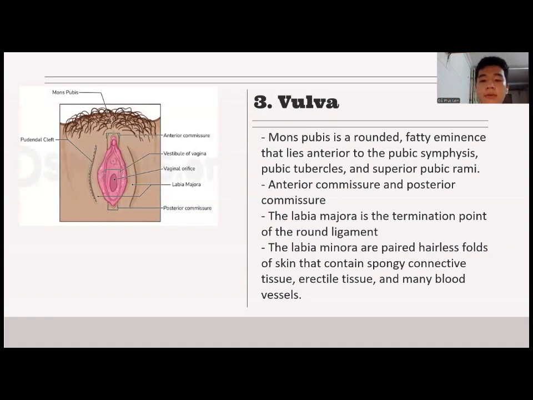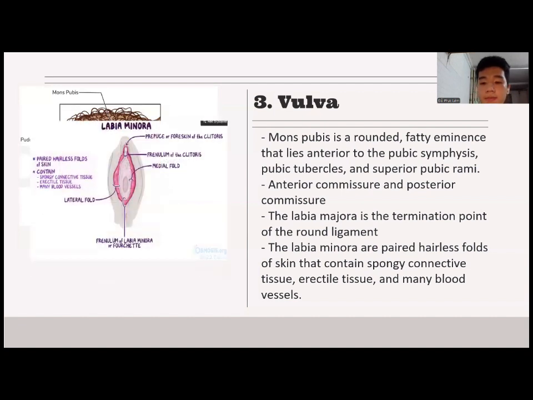The mons pubis is a round, fatty eminence that lies anterior to the pubic symphysis, pubic tubercle, and superior pubic rami. This eminence has coarse pubic hair that grows after puberty. From the mons pubis, 2 folds of skin called the labia minora and majora arise and extend posteriorly toward the anus. These labia meet anteriorly to form the anterior commissure and posteriorly to form the posterior commissure.